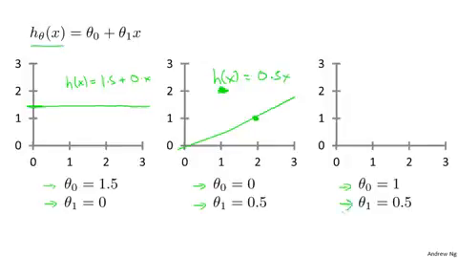And finally, if theta 0 equals 1 and theta 1 equals 0.5, then we end up with a hypothesis that looks like this. It should pass through the 2 point like so, and this is my new h of x, or my new h subscript theta of x. You remember I said that this is h subscript theta of x, but as a shorthand, sometimes I'll just write this as h of x.